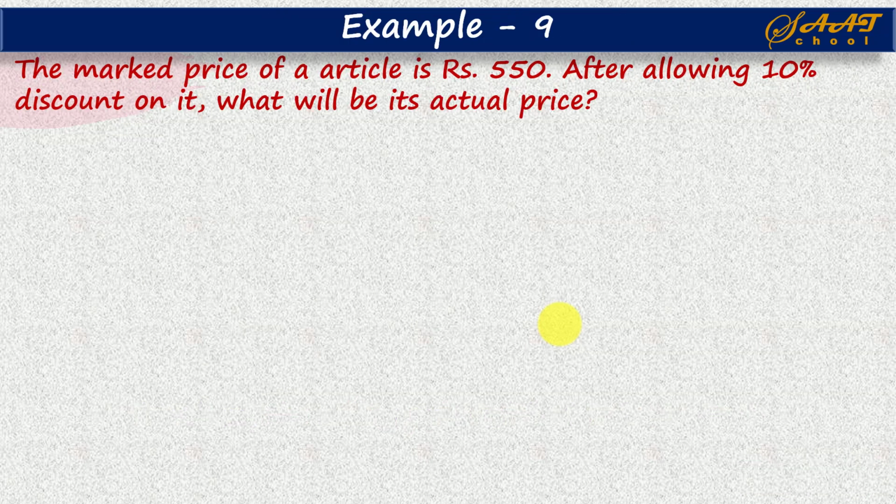Now here is practice question 9. In the question, we have the mark price which is 550. Now after allowing 10% discount on it, what will be its actual price? Again, the question is silent about VAT. There is no rate of VAT. You have to just find selling price after discount. So find 10% discount of this 550 and then we subtract that discount amount from mark price to get the selling price. So this much for today.